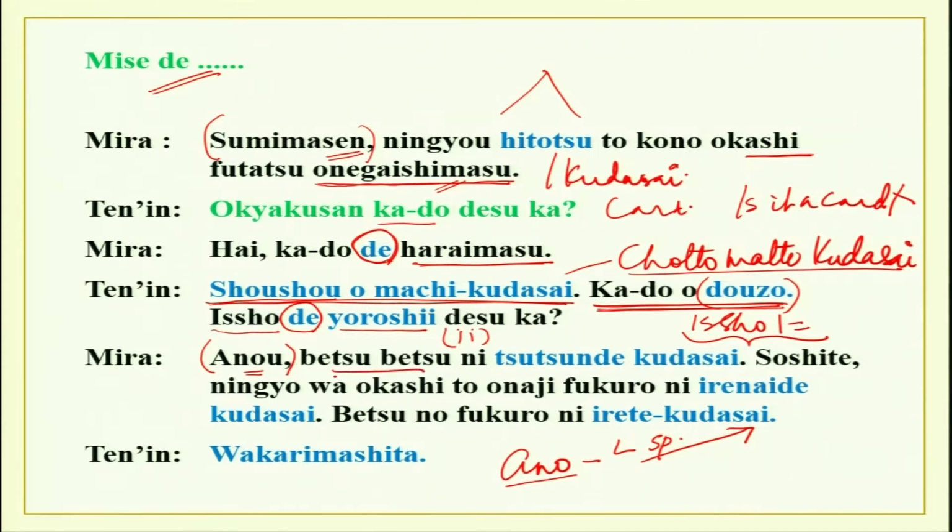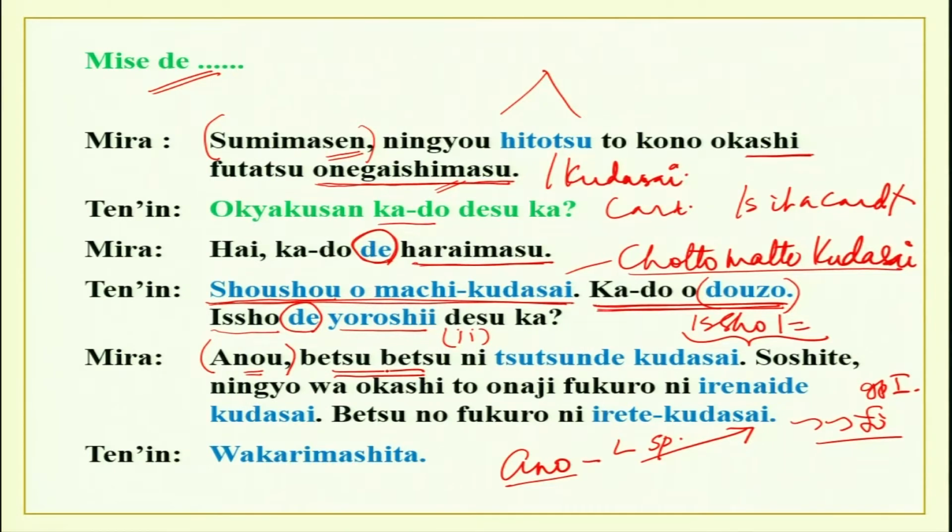Betsu betsu, betsu betsu ni tsutsunde kudasai. Tsutsumu is the verb. It is a group 1 verb, which means to wrap. So, betsu betsu ni tsutsunde kudasai.